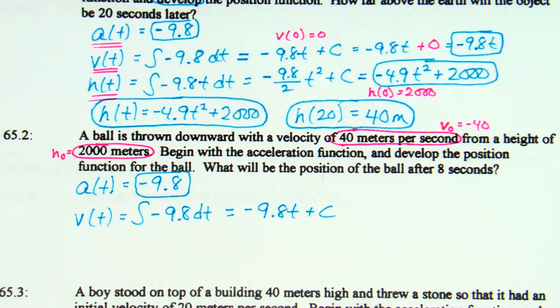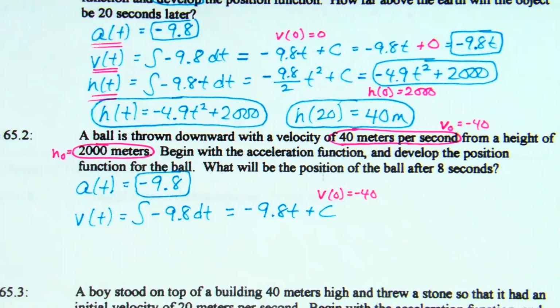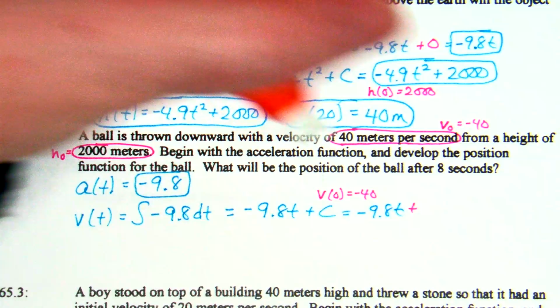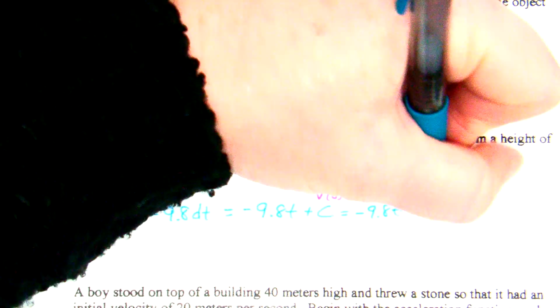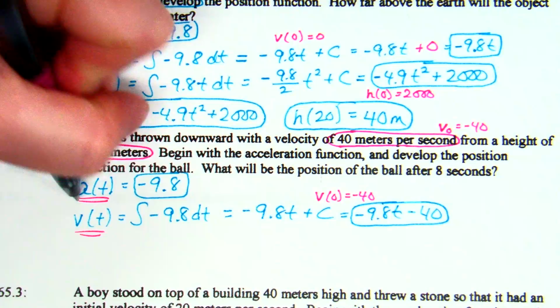Negative 40? Because officially we found v naught up there, right? V of 0 is going to equal negative 40. So if you put 0 in for t and solve for c, c is going to be negative 40. So it's negative 9.8 t, you can say plus 0, or not plus 0. Wrong problem. I shouldn't be saying plus 0, I should be saying minus 40. Goodness. And what is that? Negative 9.8 t minus 40 is my velocity. Got acceleration. I've got velocity.